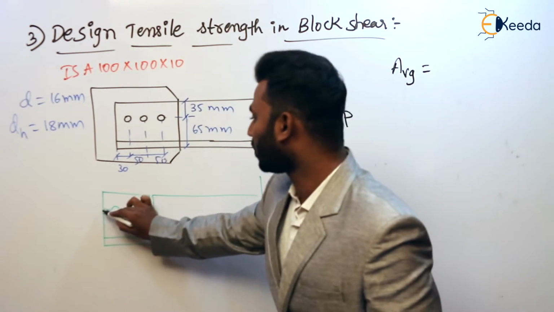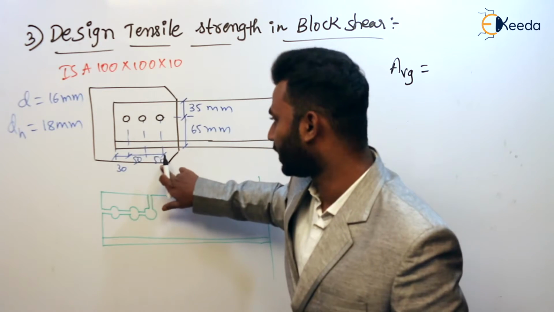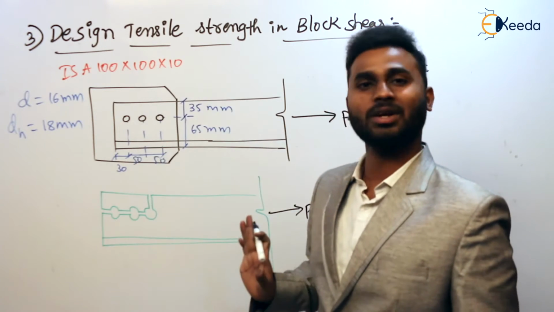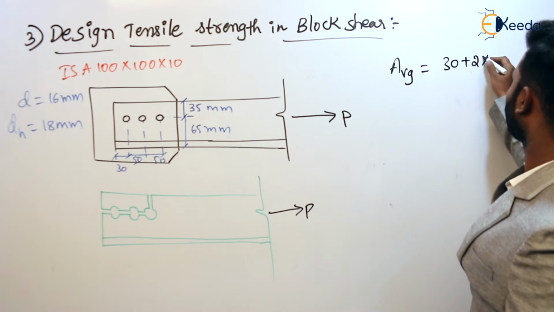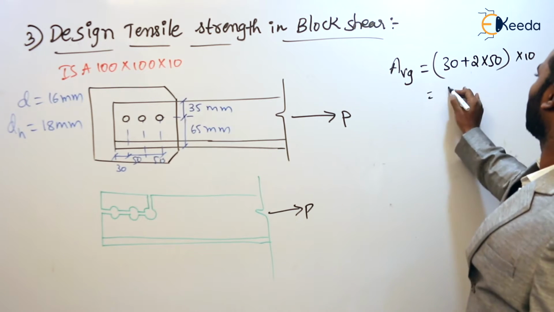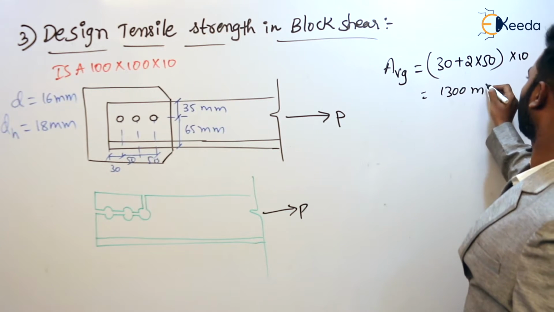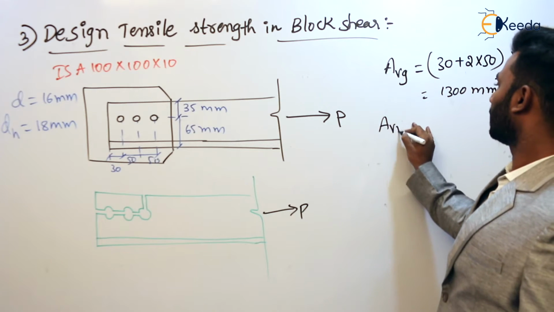Now what is this area? Total area: 30 plus 50 plus 50 into the thickness, which is 10. Yes or no? That is the area. So 30 plus 2 into 50 into 10. How much is it? 1300 mm square. Clear?